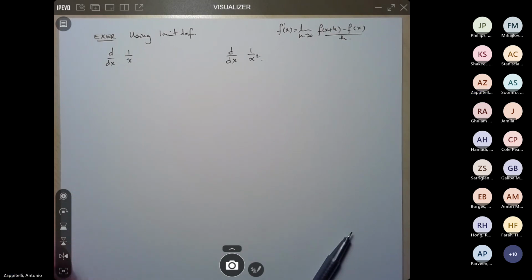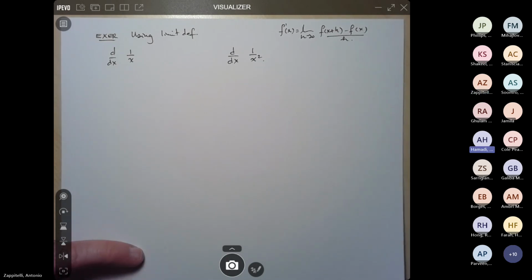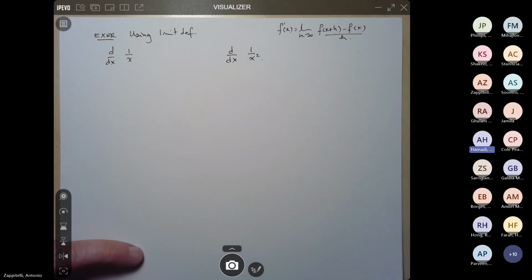Okay? I have a question. Yeah. This is kind of a side question, but I was wondering, how important is it to know how we got to the conclusion of the rules? Like, can I just search up the rule on the internet, or do I actually need to know how we got to the conclusion?